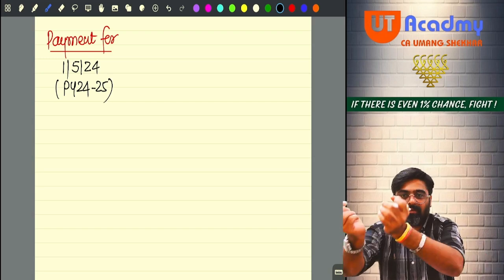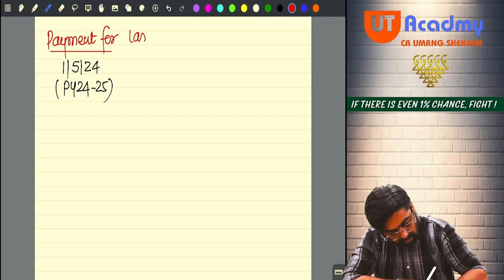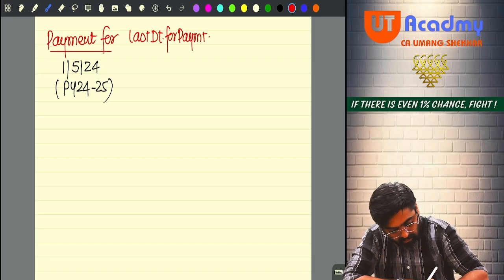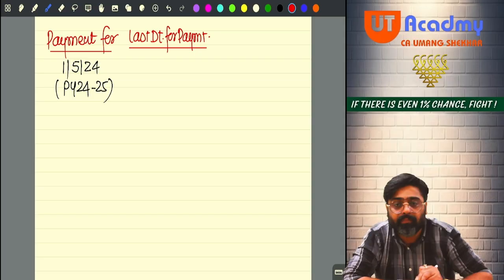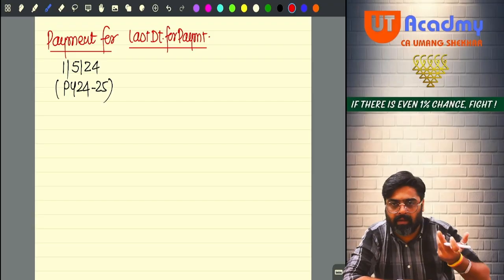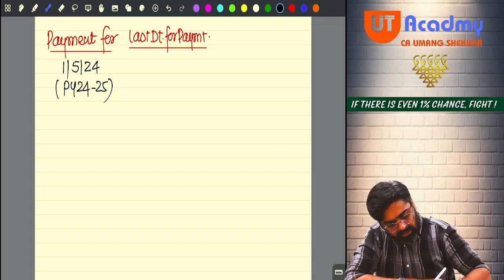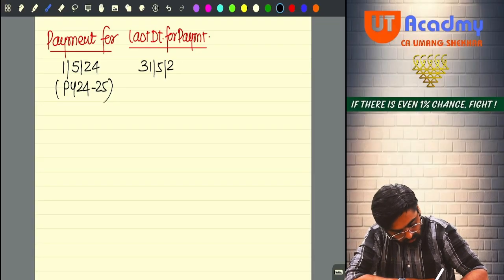Payment is for this year. Now this payment has to be made by the last date for payment. If there was an agreement, this date will be written in the agreement only. And this date can be identified from the period given in the agreement only. Okay, no? So let's say the last date for payment was 31st May 2024. So this date is also falling in the same previous year 24-25.